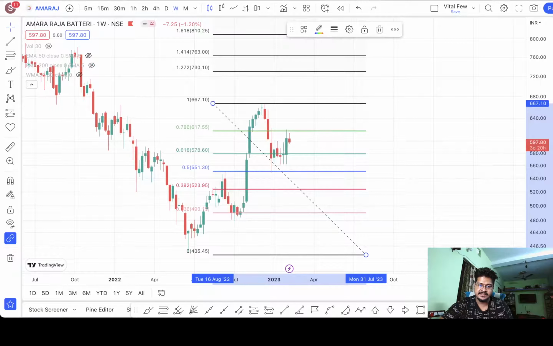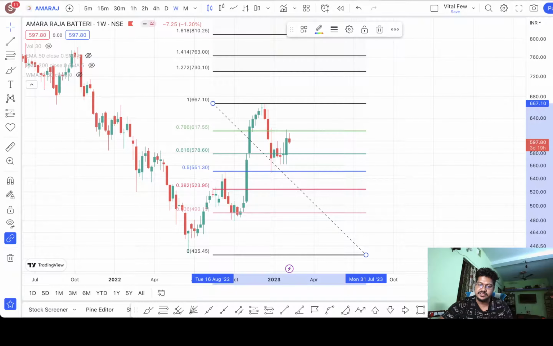You can see that the price currently touched the 0.5 level. One second please. Yes, so price touched this level here, and then it is going up. Then it is touching 0.618 level and going up. It did not go below 0.5 level, which is the important thing we have to keep an eye on.